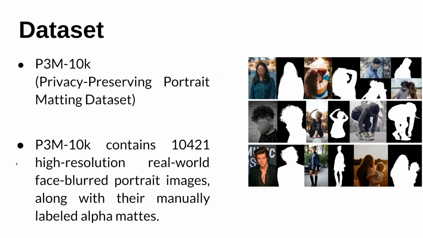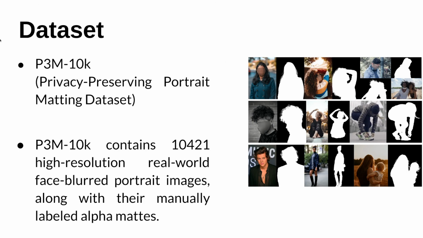What is the dataset which we have used? The name of the dataset is the Privacy Preserving Portrait Matting dataset, and it contains 10k high-resolution, real-world, face-blurred portrait images along with their manually labeled alpha mattes. In image matting we call the prediction an alpha matte. Here you can see some of the samples. The training samples have blurred faces, and the images below are from the validation set, where you have two options: one with original images, and a second where faces are blurred.